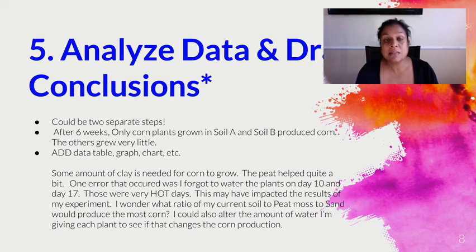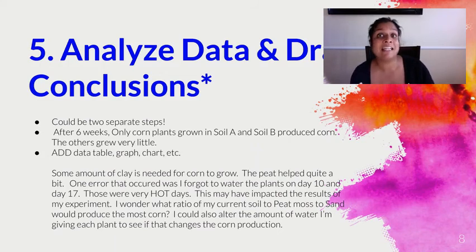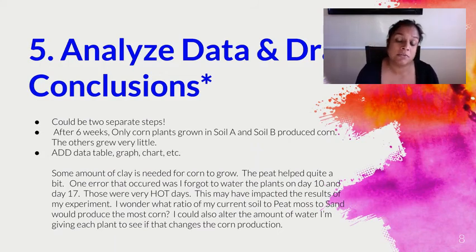And I had some further questions. Now I'm wondering, maybe there's a better ratio because I was just kind of guessing. Okay, so I did half of my current soil and 25%, 25% of sand and moss, peat moss. Maybe I need to alter it. Maybe I need to add a little bit more, maybe a little bit less of the peat moss. I could also alter how much water I'm giving my plants because in my research it said that corn plants do need well-drained soil. So I'm thinking maybe I'm overwatering them.